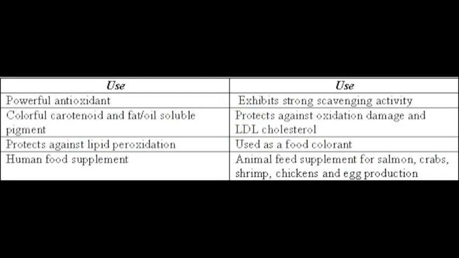On your screen, you will find some properties and uses of astaxanthin. It's a powerful antioxidant. It's a colorful carotenoid that is fat and oil soluble, protects against lipid peroxidation, and can be used as a human food supplement.